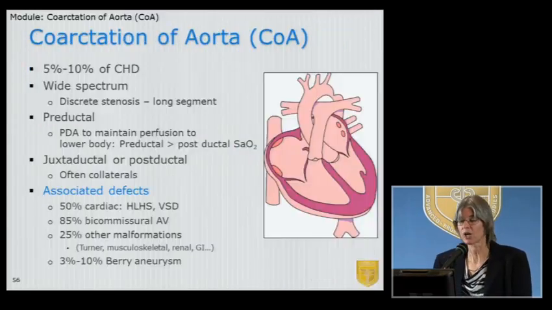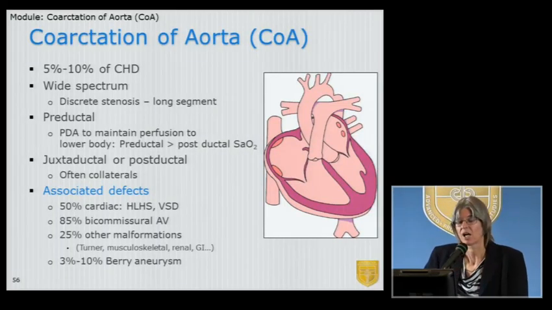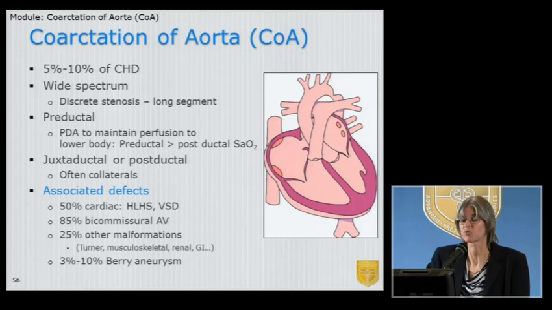Okay, coarctation of the aorta. That's 5 to 10% of all heart defects are coarctations. There is a wide spectrum. They can present as a discrete stenosis or a long segment. They can be preductal, where the PDA is really important to maintain the perfusion to the rest of the body, or postductal, and these kids often have significant collaterals.